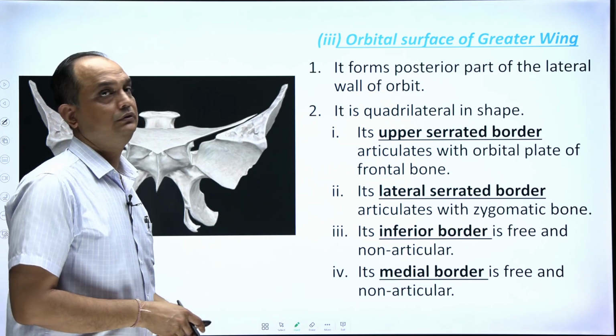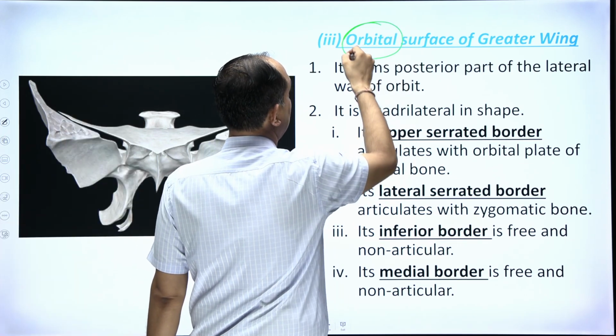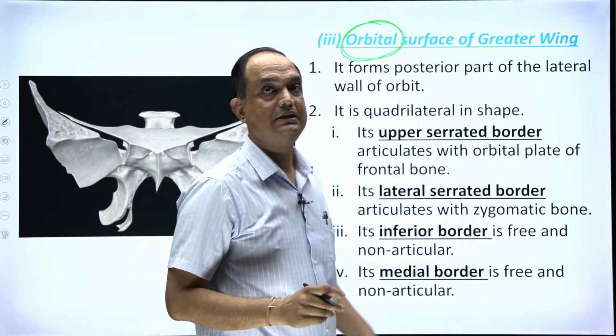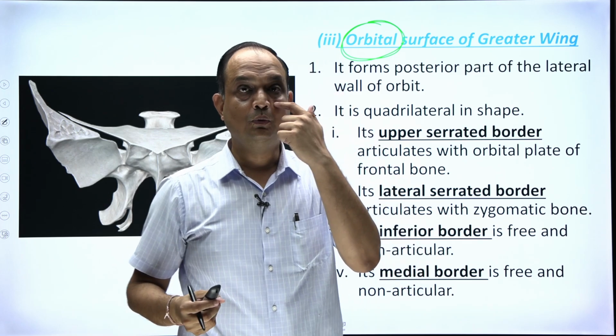Now we will move to the orbital surface. Now dear students, you have to understand this thing that this is your bony orbit.